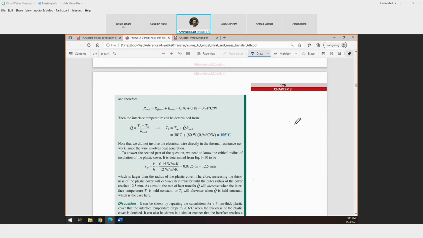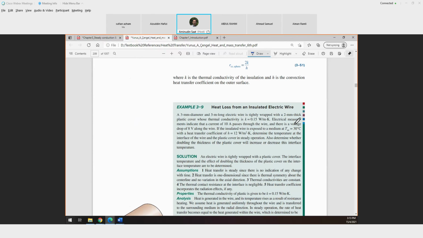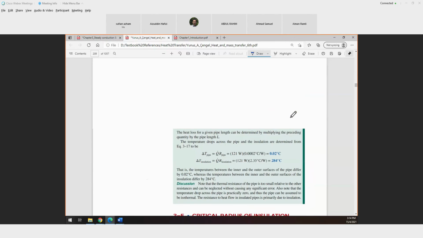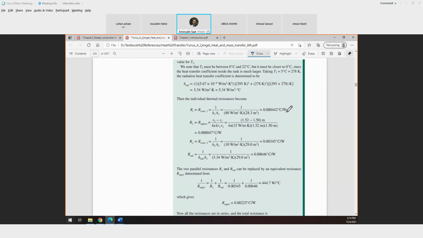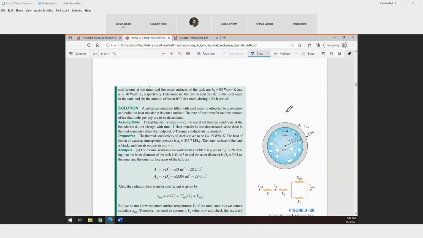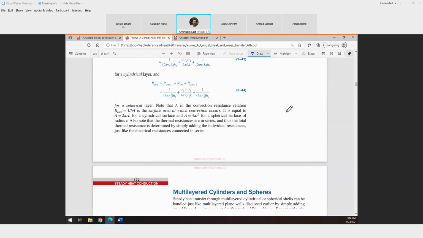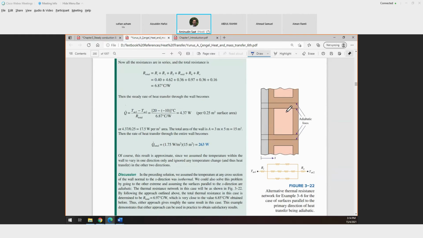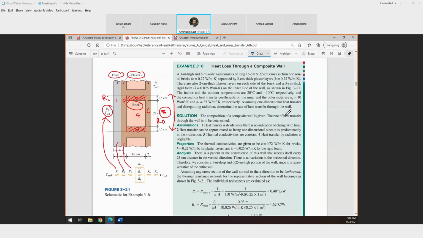Of course you need to calculate it. But in some cases, if you don't want to calculate, you can neglect the value. You can say that the effect of radiation is neglected.